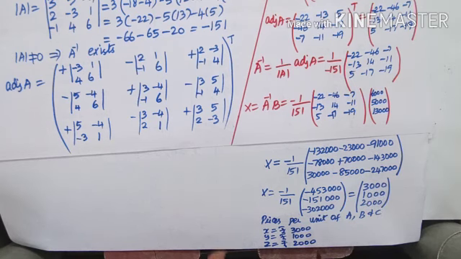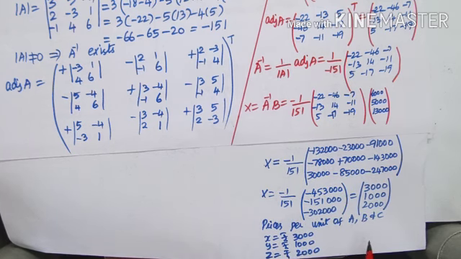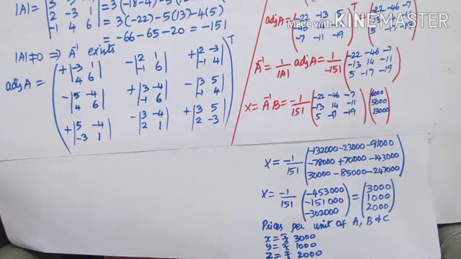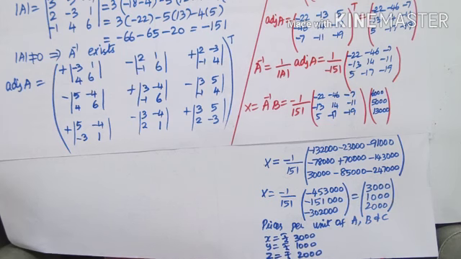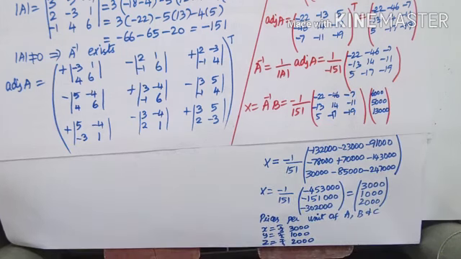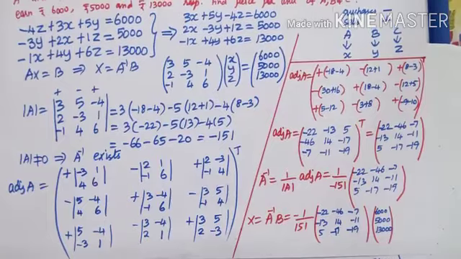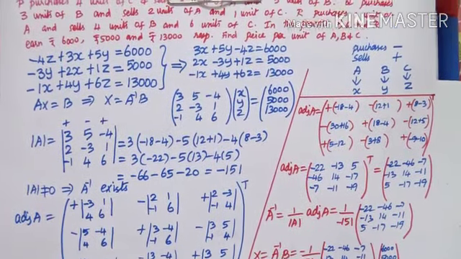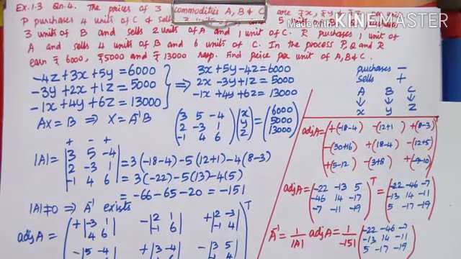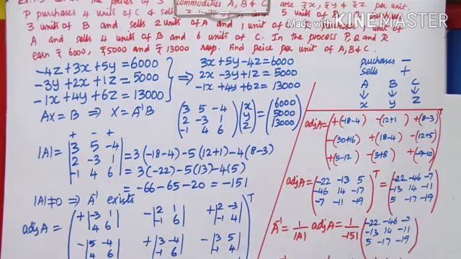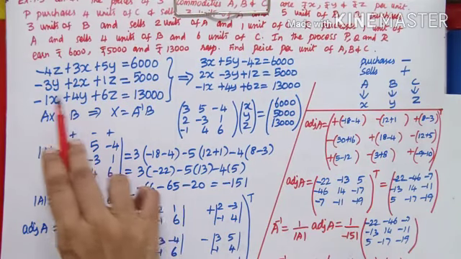Take and write in the sentence: price per unit of A, B, C is X rupees 3000, Y rupees 1000 and Z rupees 2000. So these are simple problems, but what is very important is that when I say it is purchasing, I must put a negative value. And when I say it is selling, I must put a positive value. So remember to frame the equations.